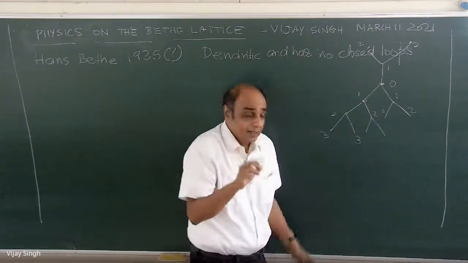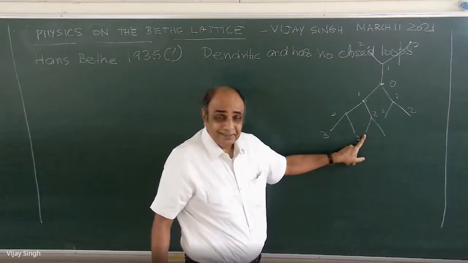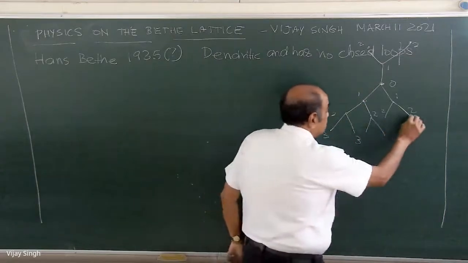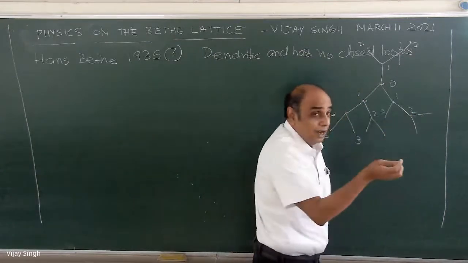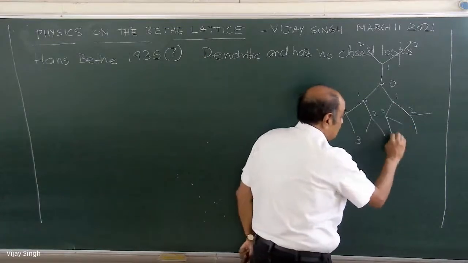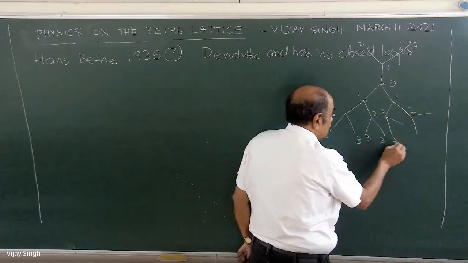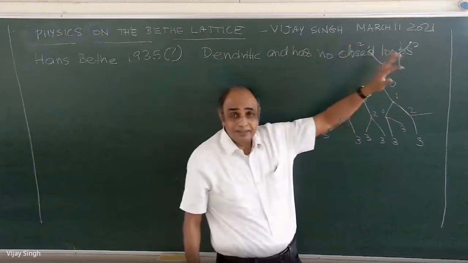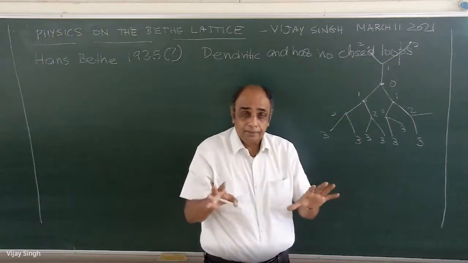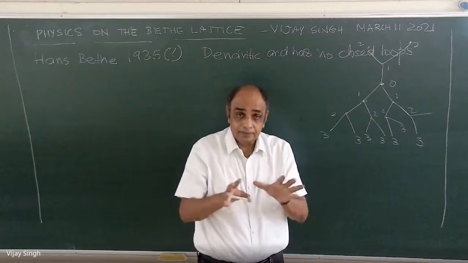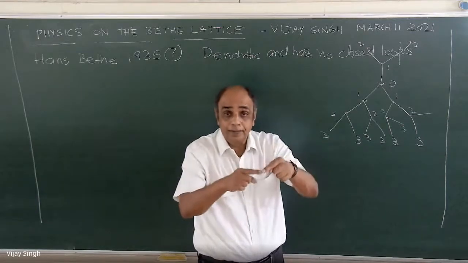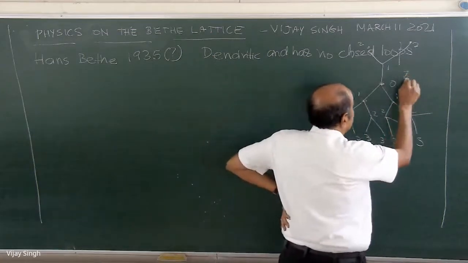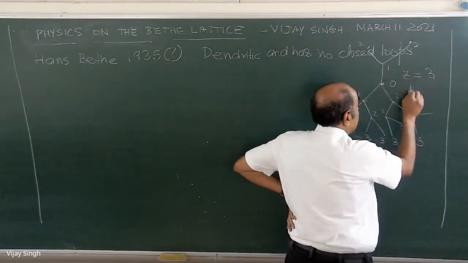But notice what I'm doing. I'm not connecting this to this. Is that clear? So there is no closed loop. And I'm now going to run out of space, so I won't even try further. Similarly, over here, on the top side, I can keep branching. So it's like a tree structure, and the tree structure keeps branching, such that 2 branches don't meet. Okay. So this is called the Z equal to 3 Bethe lattice.